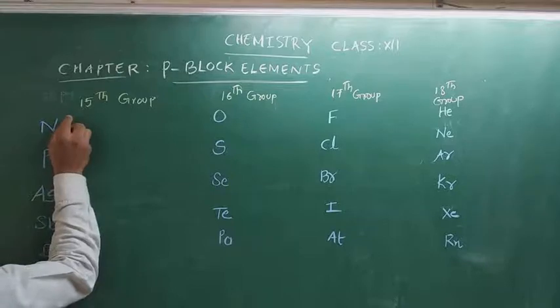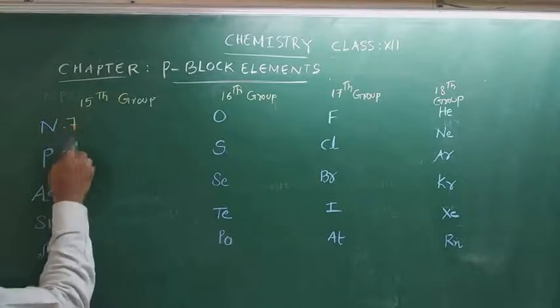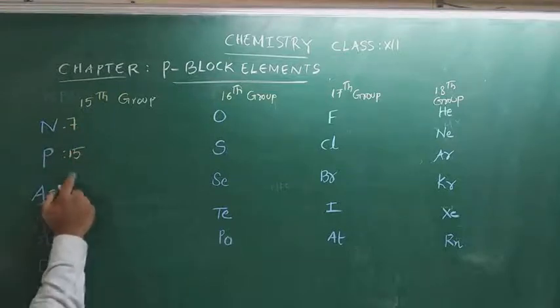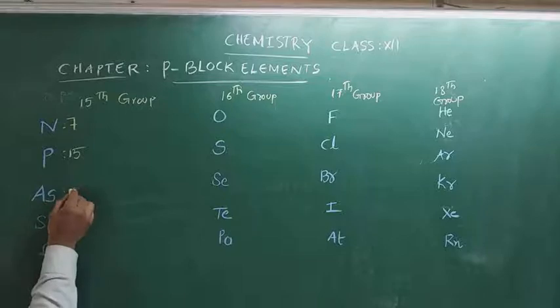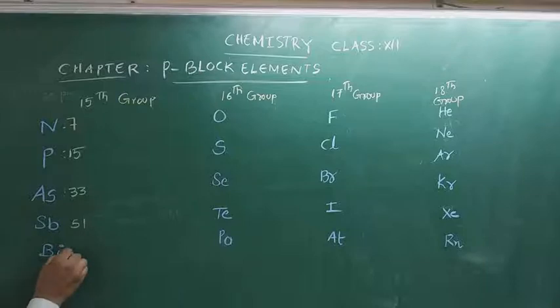Nitrogen, atomic number 7. 7 plus 8, 15. 15 plus 18, 33. 33 plus 18, 51. 51 plus 32, 83. These are the atomic numbers.